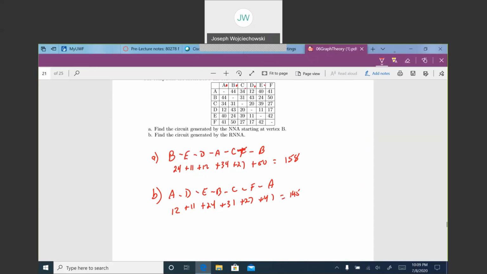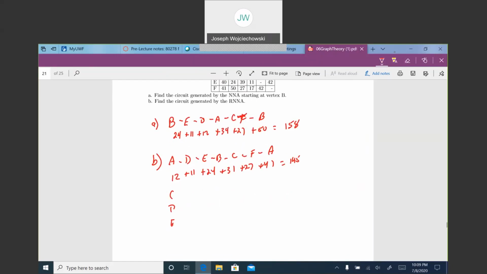So now we have A and B. We would do C, D, E, and F as well, and see what we get. Same process.